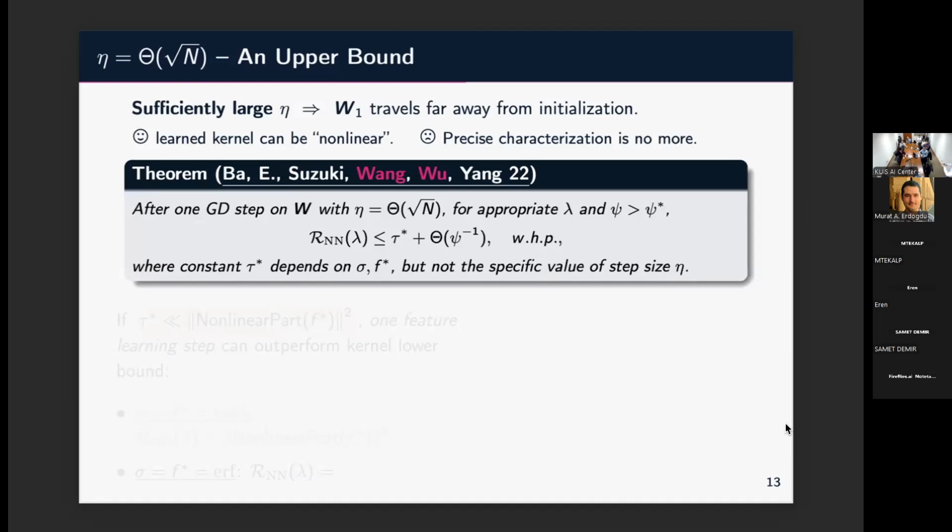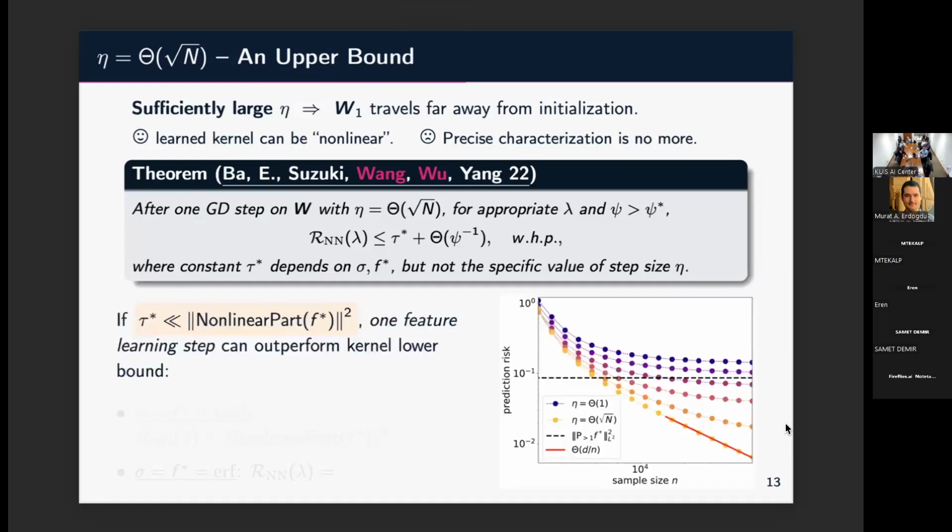So I have control over psi. If I choose a large sample size, I can make this term as small as I want. But I need to show that this tau star is smaller than the kernel lower bound. That's what I'm going to do. Basically, compute this upper bound tau star and show that it is smaller than the kernel lower bound. And by just increasing the sample size, I'll be able to actually beat the kernel methods.